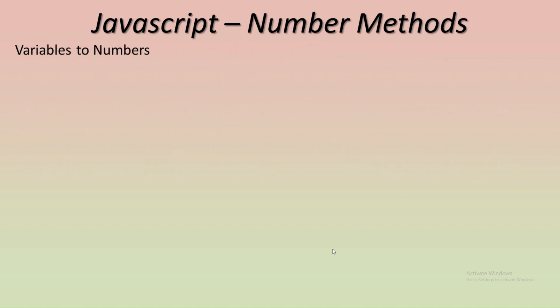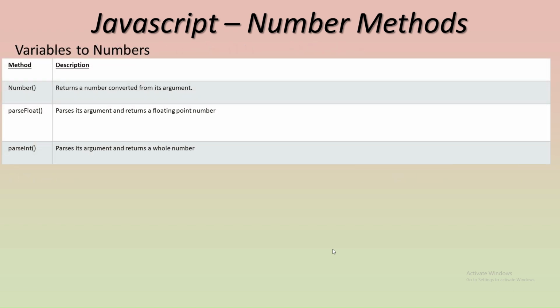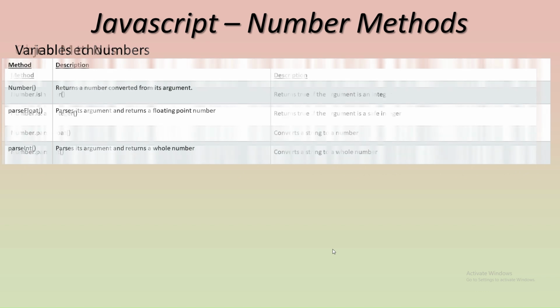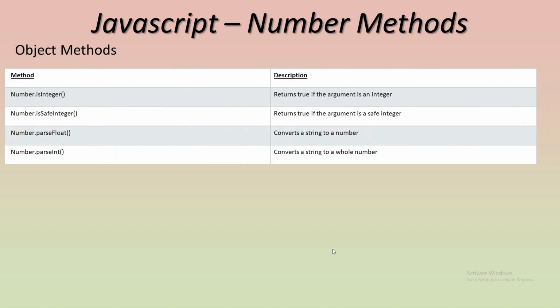Next we will have variables to numbers. A number method returns a number converted from its argument. parseFloat parses its argument and returns a floating point number. parseInt parses its argument and returns a whole number. Next we have object methods.